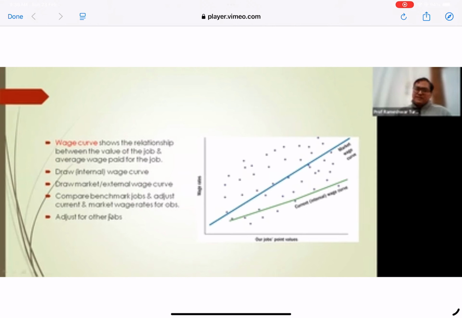In actual real life, what happens is the company uses this to adjust their salary after certain years. Market sometimes moves very fast. The salary changes in the companies go slow, or vice versa. It may happen. So companies draw an internal wage curve. They draw a market wage curve, compare benchmark jobs, and they adjust these salaries. Every 5 years or 10 years, companies keep adjusting. That helps us to adjust the salaries.